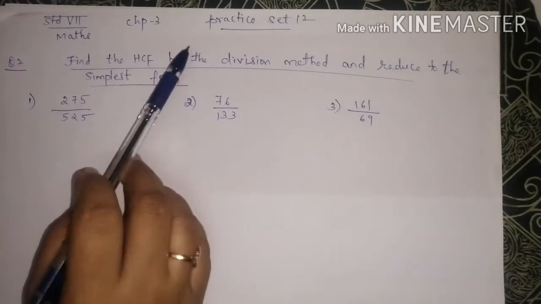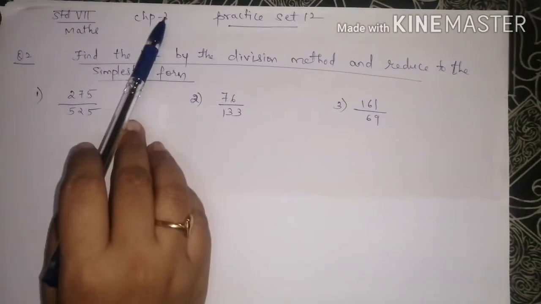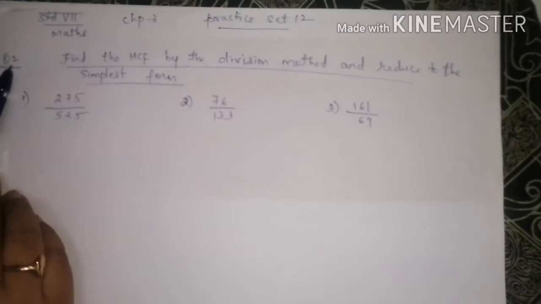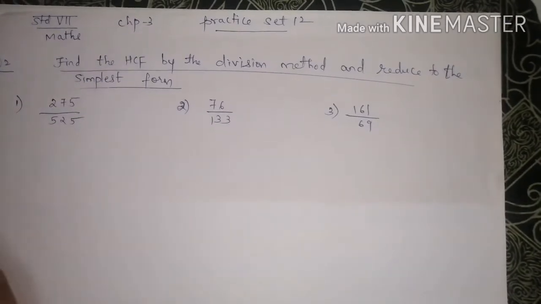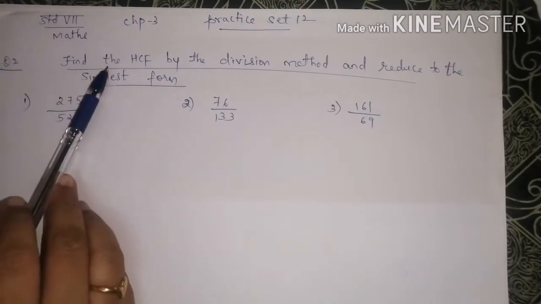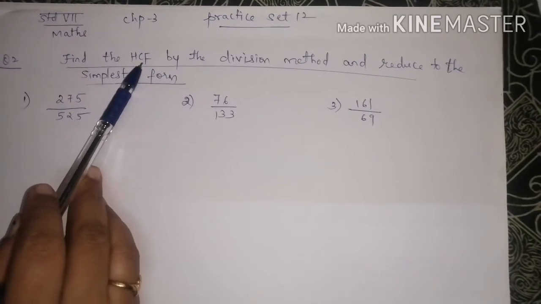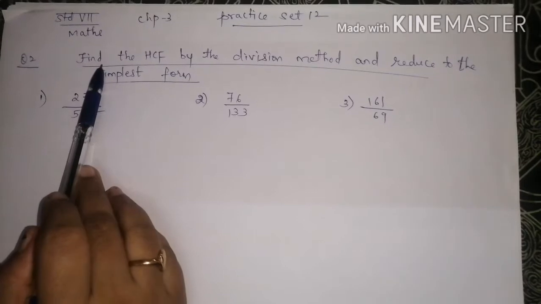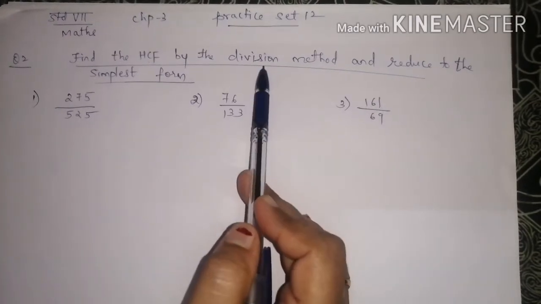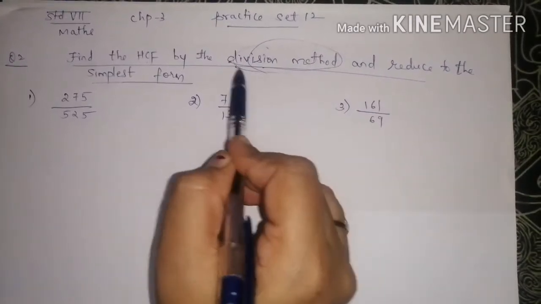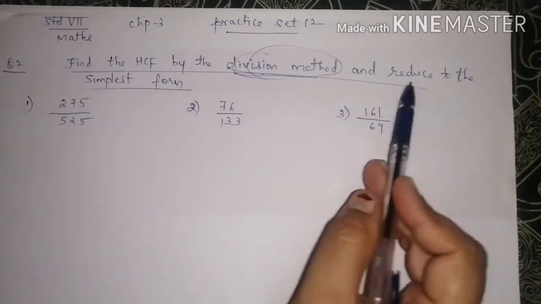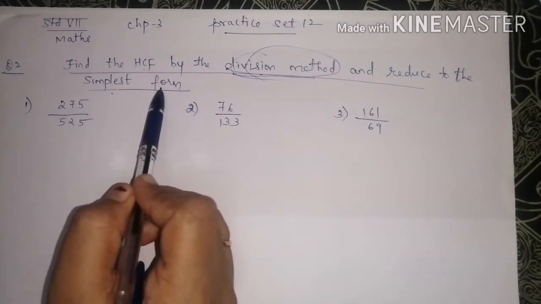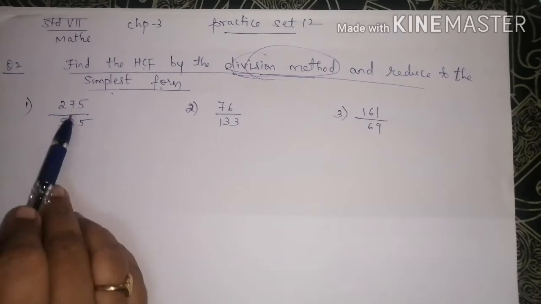Welcome students. Today we are going to start practice set 12, question number 2 of chapter number 3. Question number 1 we already saw how to find the HCF by the prime factor method. Now we are going to see HCF only, but by the division method. Remember this, we are going to find the HCF by the division method and you have to reduce it to its simplest form also. So these are the questions written.